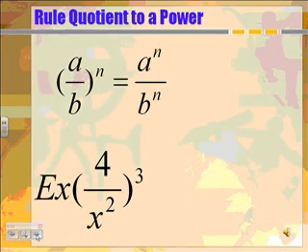Try this one right here. This is the quotient to a power. This is the rule you've got to follow. Just a reminder of the rule. Shouldn't be too bad. Should be pretty quick. What do we get? 4 to the 3rd over x to the 6th. 4 to the 3rd we know is 64 over x to the 6th.